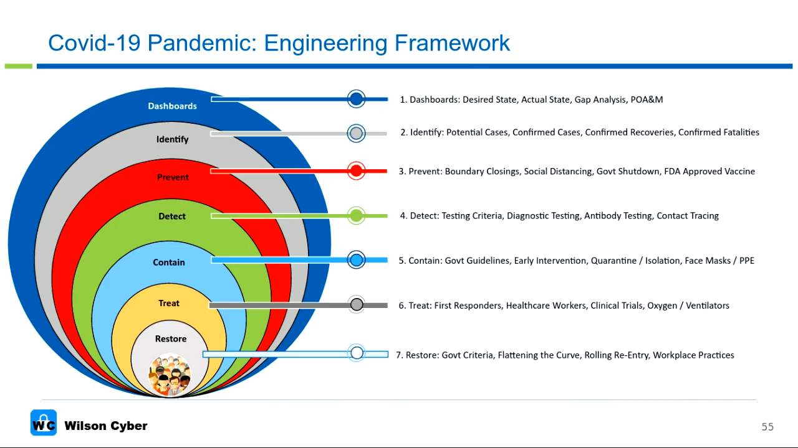We want to map this to the engineering framework, where each of these detailed controls maps to an engineering capability: identify, prevent, detect, contain, treat, and restore. We want to have dashboards that measure how well we're doing for each of these 6 different categories: the identify category, the prevent category, the detect and contain category, and the treat and restore category.